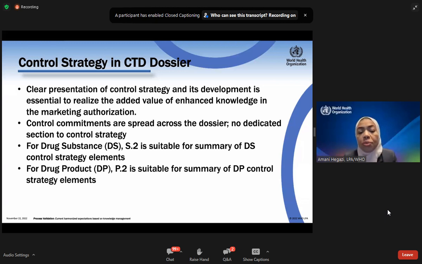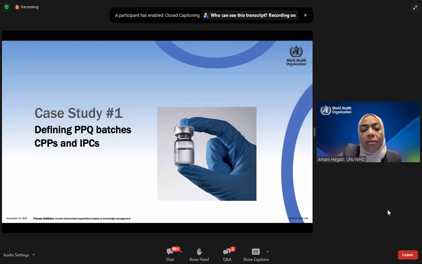It doesn't have a dedicated part in the dossier. It should be spread across the dossier. For drug substance, part S2 is the most suitable for summary of drug substance control strategy element, and for drug product, similarly, P2 is the most suitable for summary of the drug product control. And by this, we conclude the presentation and we will finish by the case study.